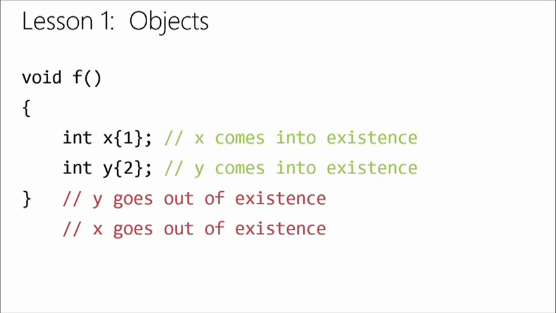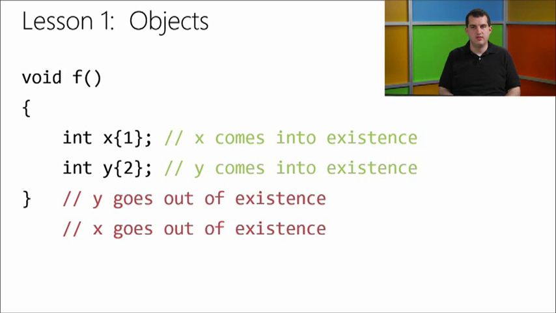Now, an important thing to note here is that the objects go out of existence in reverse order in which they come into existence. So x comes into existence first, it shows up first, and then y comes into existence later. And then at the end of the function, y is basically, what we'll say later, destroyed, it goes out of existence, it ceases to exist, and then x.